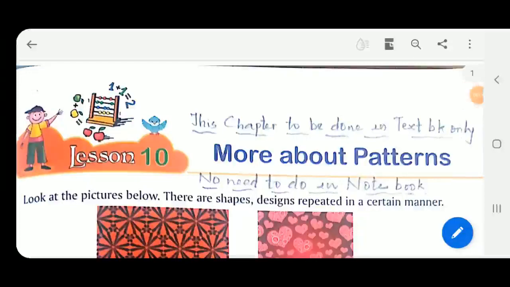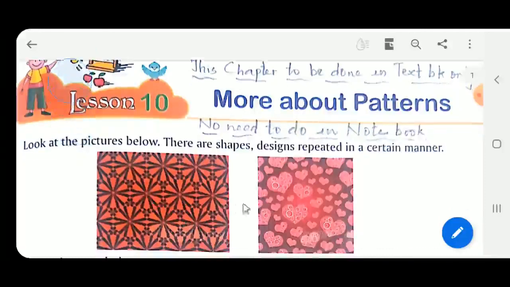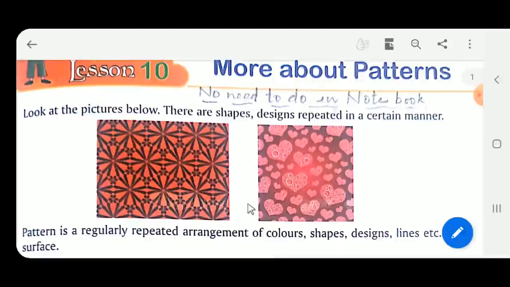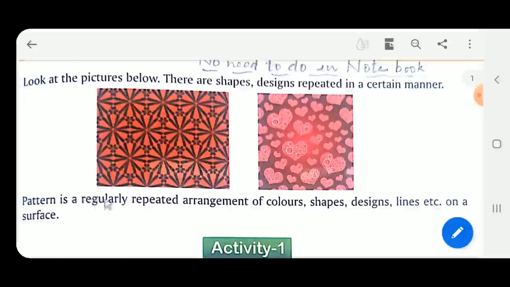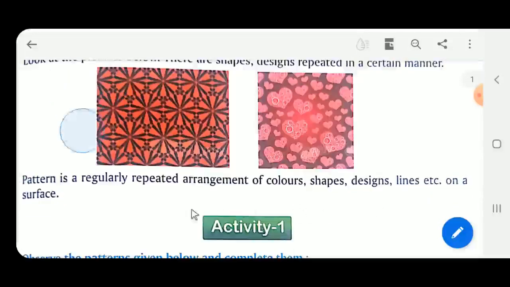Hello children, today we are going to study lesson number 10, that is more about patterns. This chapter is to be done in the textbook only. No need to do it in the notebook. See, by the picture only you have understood that it is a pattern. What is a pattern? A pattern is a regularly repeated arrangement of colors, shapes, designs, lines, etc.